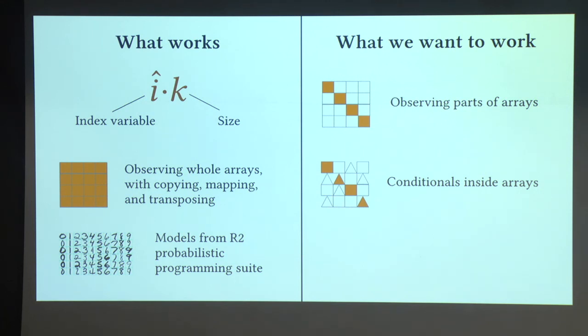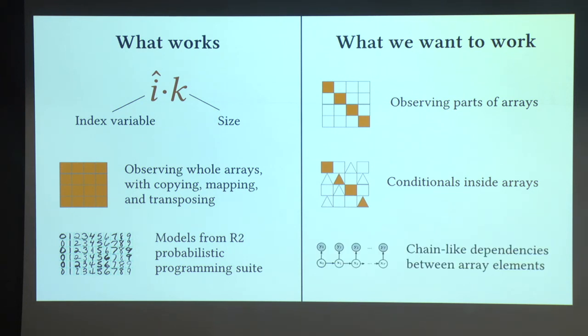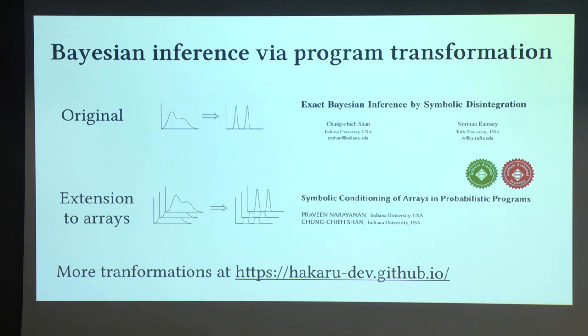And finally, we'd like to move up from something like plate, which assumes no dependencies among array elements, to something like chain-like dependencies between array elements. So that's it. I hope I've managed to share with you the idea that it's not only possible, but kind of fun to do Bayesian inference via equational reasoning on programs.